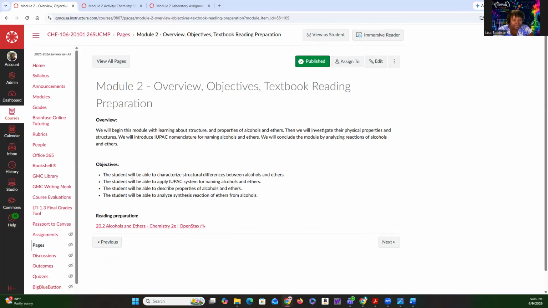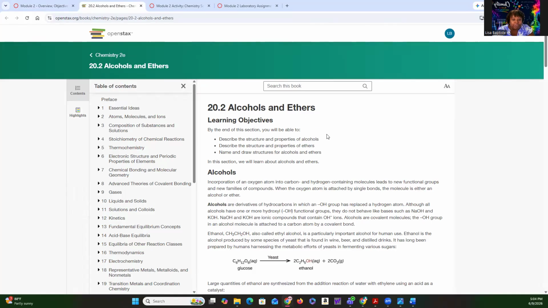organic compounds. The objectives, the students will be able to characterize structural differences between alcohols and ethers. The students will be able to apply IUPAC's system for naming alcohols and ethers. The student will be able to describe properties of alcohols and ethers, and the student will be able to analyze synthesis reactions of ethers and alcohols. And so your textbook reading for this module is 20.2, which is on alcohols and ethers.